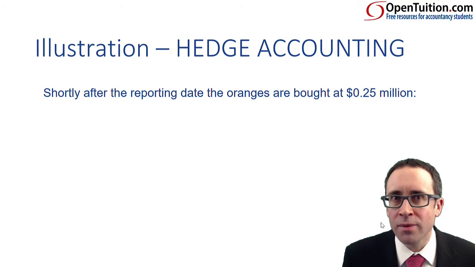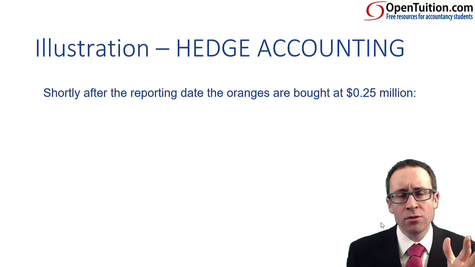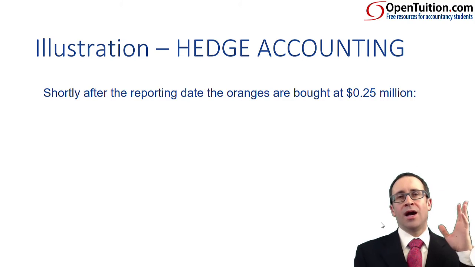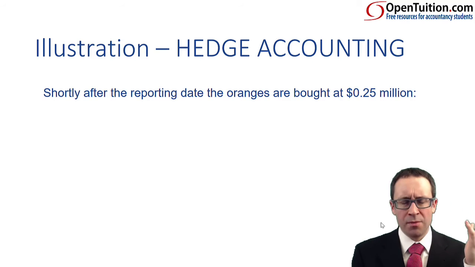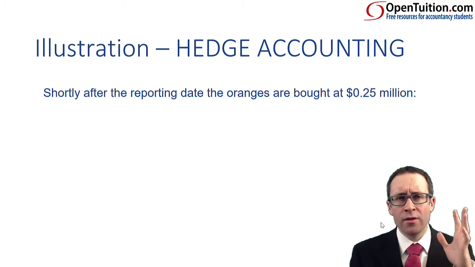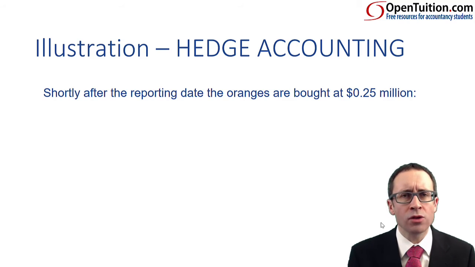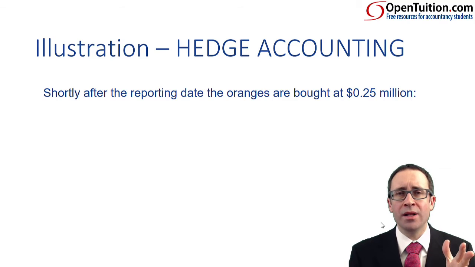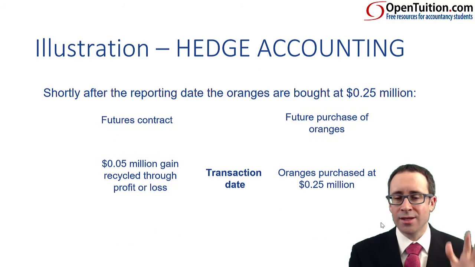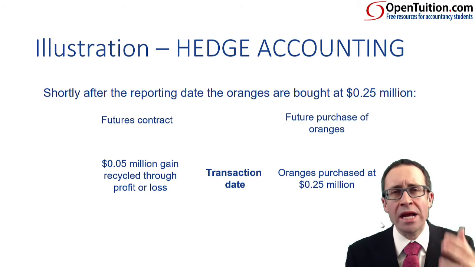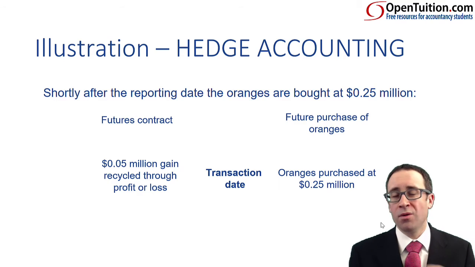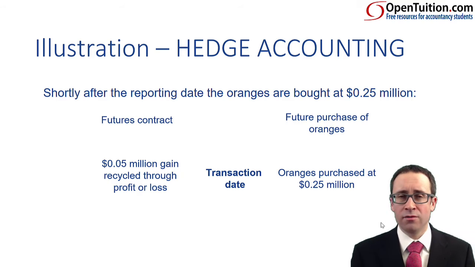To move it on a little bit further, let's say that was at the reporting date. We've now moved it on to just after the reporting date, and we buy the oranges. Keep it simple. Best way to deal with it. The oranges are still there at $0.25 million. So we buy the oranges at 0.25 million. That's the price that we pay, isn't it? So we've purchased the oranges. Yeah, we've actually paid more than what they were originally worth. They were originally worth 0.2, weren't they? So we've essentially made a loss, haven't we, on the purchase of the oranges?